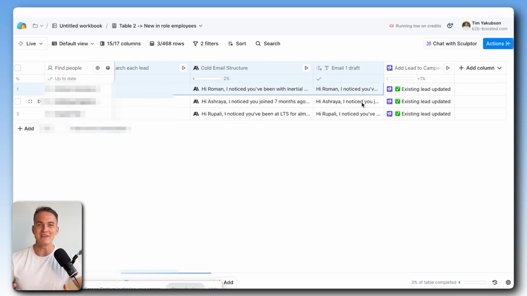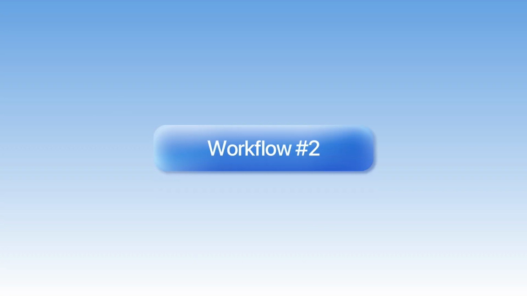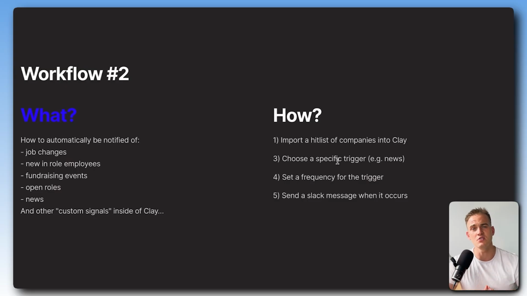In the meantime, let's move on to workflow number 2. I believe the one super underrated use case for Clay is staying on top of sales triggers and intent signals. So in workflow number 2, I'll teach you how we can be automatically notified of job changes, new enroll employees, fundraising events, open roles, company news, and any other so-called custom signals that may be symptomatic of there being a potential sales opening for your company.